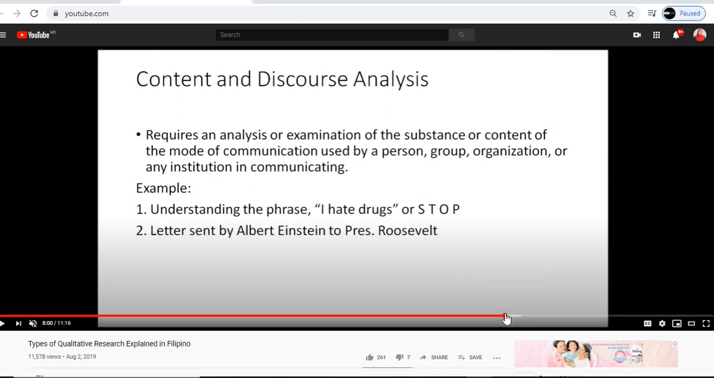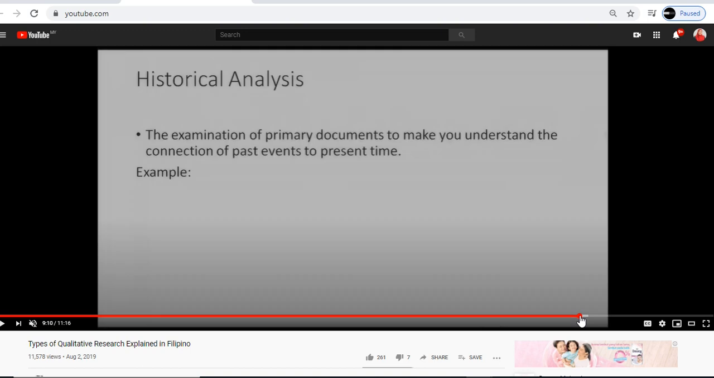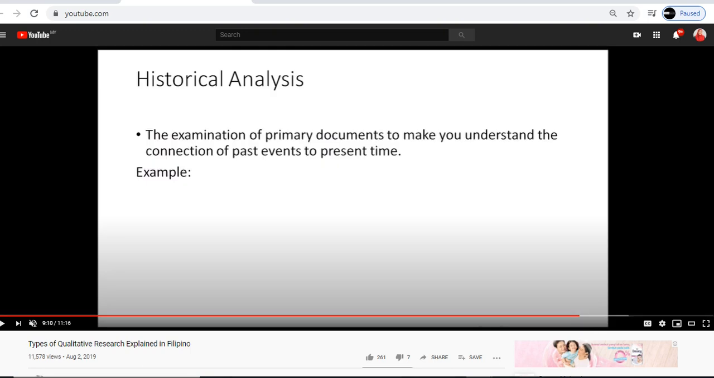Okay, so what else? So this is another example. So let's look at the next. Okay, historical analysis. Let's do the example.